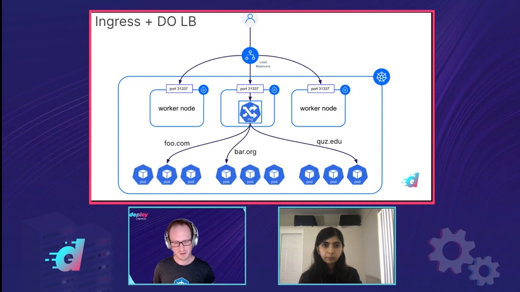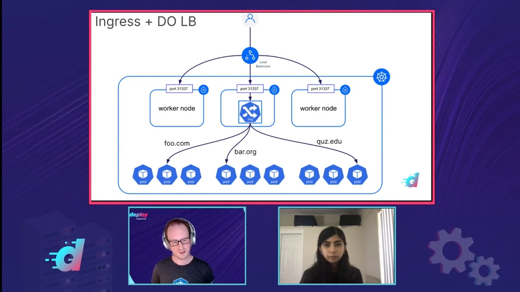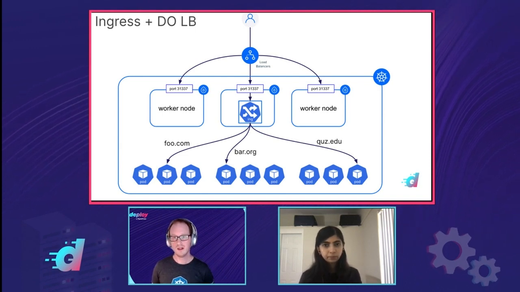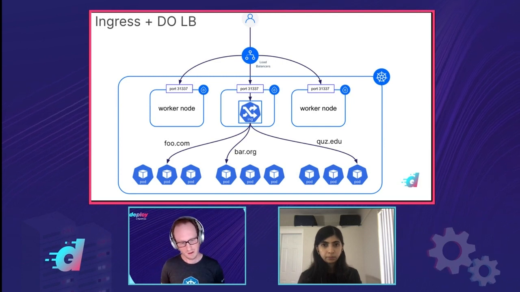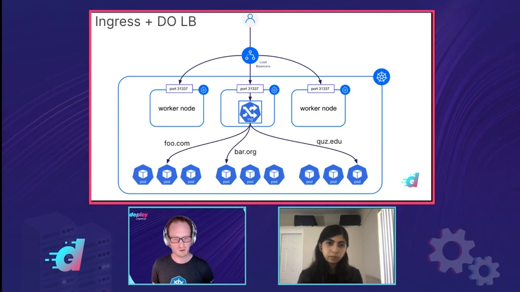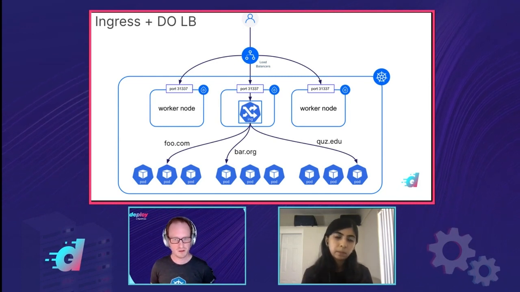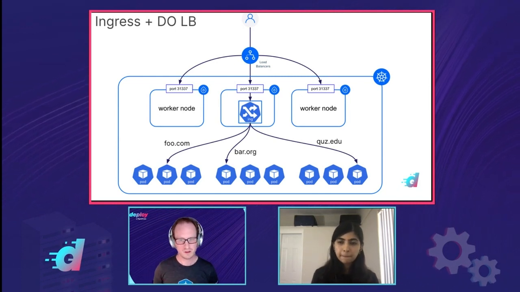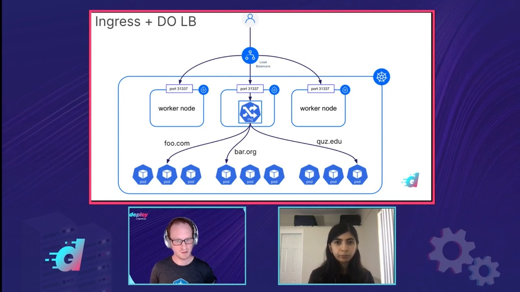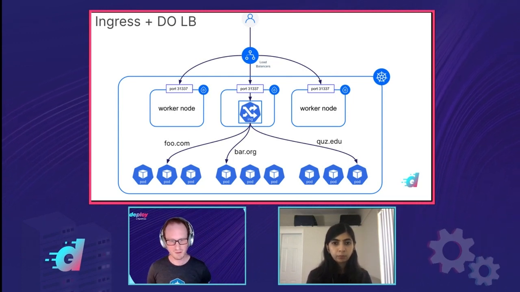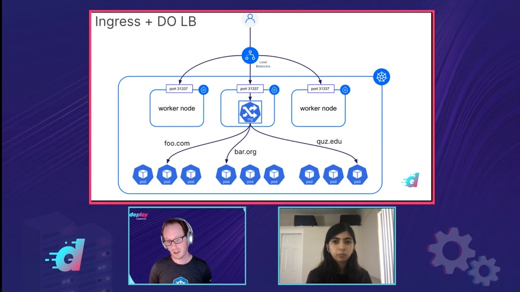So again, fairly similar. Two things, I guess, are different. At the bottom, we have now not just one application, but three, basically hosting, in this example, three different web pages. And we have an Ingress controller running inside your cluster. So this time around, the traffic might go through a DOLB, but it doesn't go directly to the target applications, but instead goes to the Ingress controller.